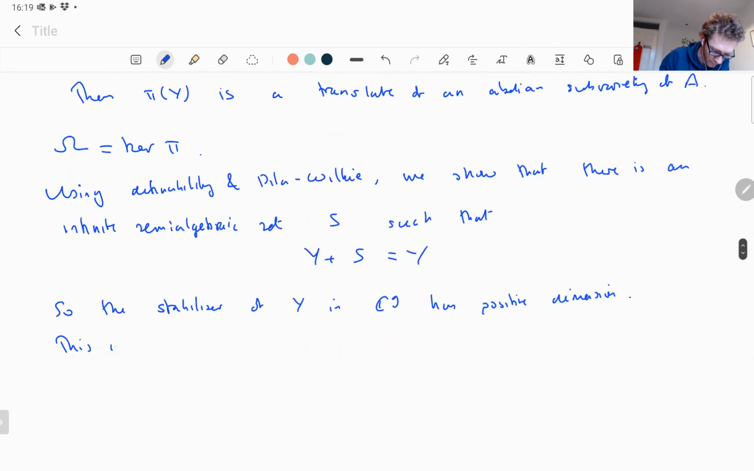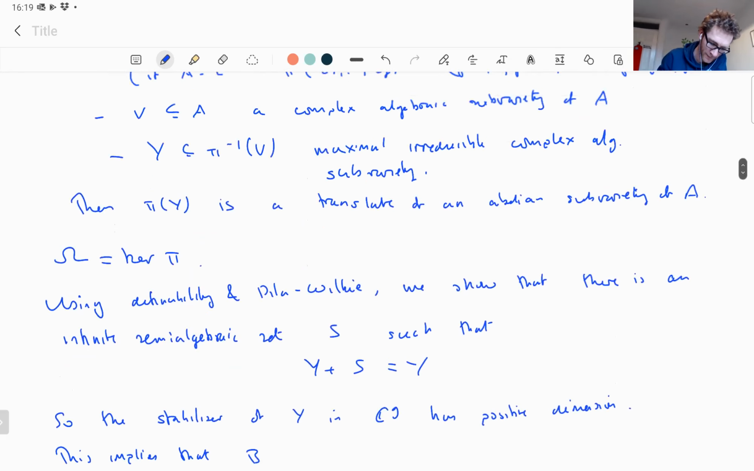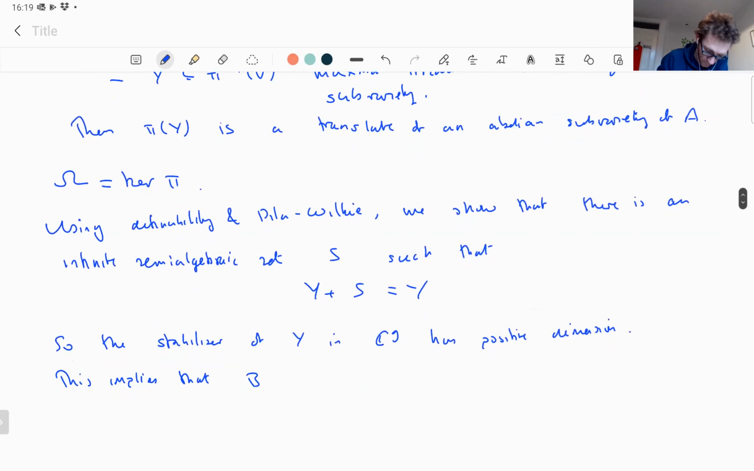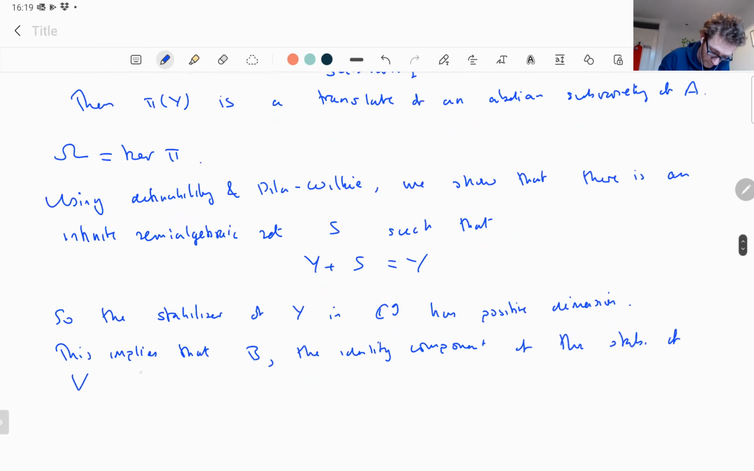that B, which will be the identity component of the stabilizer of V, also has positive dimension. So V is the thing on the abelian side.